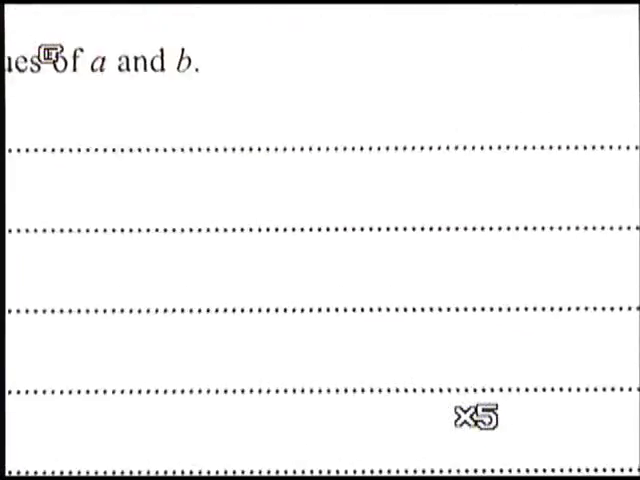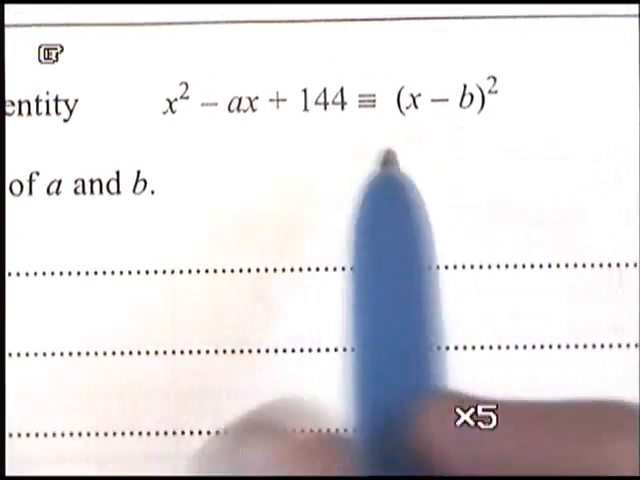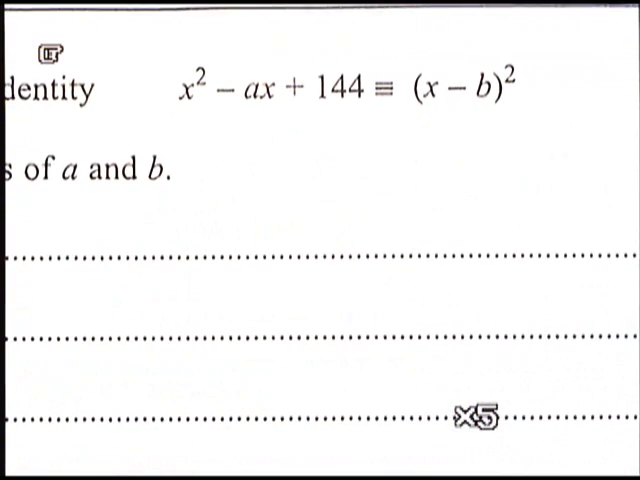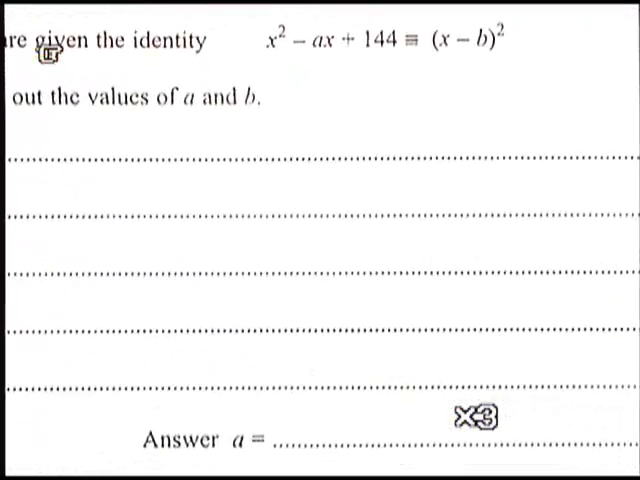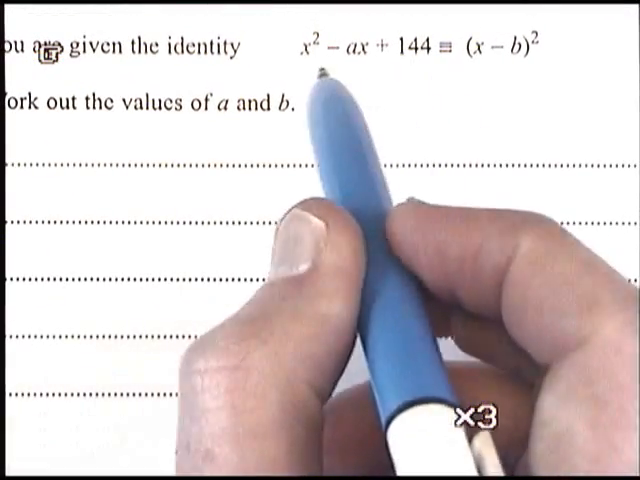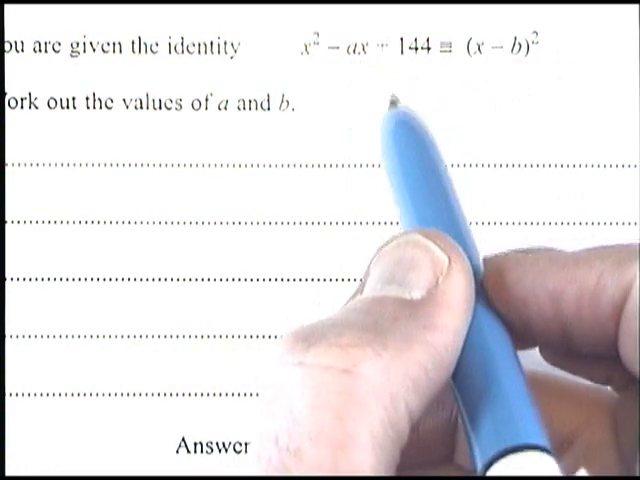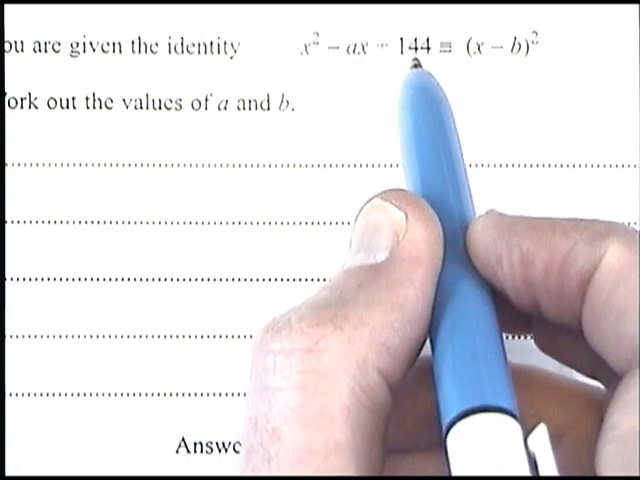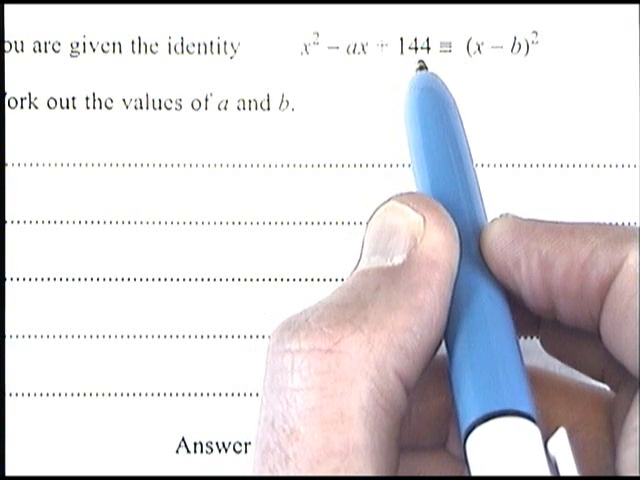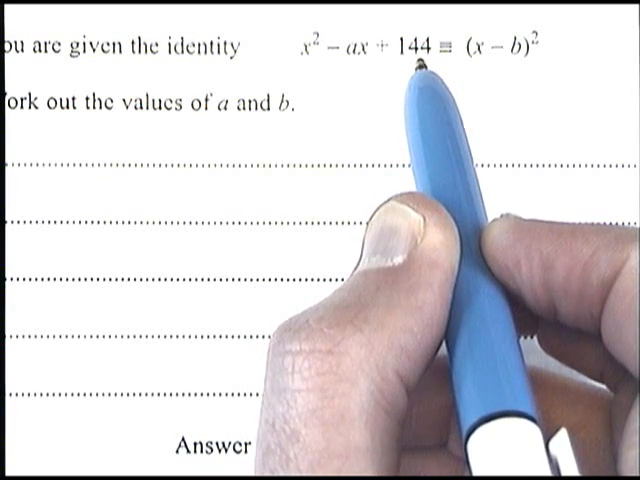In this question, if you see something about a bracket squared and a's and b's, it should be reminding you of completing the square. So what we've got to try and do here is rewrite this so it can be written like this. And you think, oh hang on, it's got lots of numbers here. If it's completing the square, the clue is in here. 144 is a square number. And what square number is it?